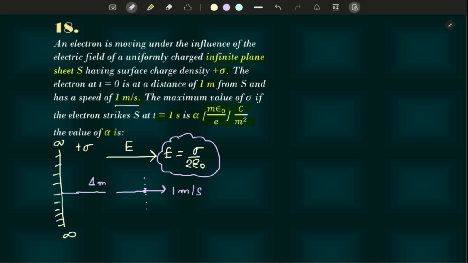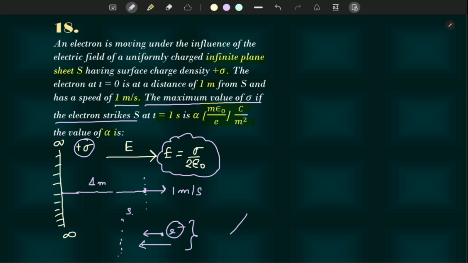But let me tell you. In the question, it is given the maximum value of sigma if the electron strikes S. So I need to find the maximum value of this sigma. Now suppose that this electron is moving in this direction and acceleration is also in this direction. Do you think I will get the maximum force required to stop this electron to come at this infinite plane sheet? No. Suppose the electron is moving in this direction, the force which is QE is acting in this direction.